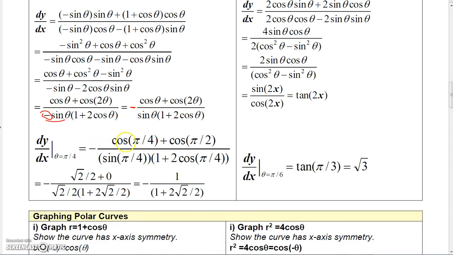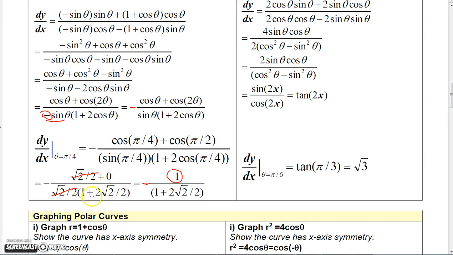So I have minus cosine pi over 4 plus cosine pi over 2. So the numerator is pretty easy. This is square root of 2 over 2, because the cosine of pi over 2 is 0. Well, at the bottom I have sine of pi over 4, which is square root of 2 over 2. And since the top is just square root of 2 over 2, and the bottom has a factor of square root of 2 over 2, those just cancel and give me 1 in the numerator. And then I still have the minus here, so I have minus there.